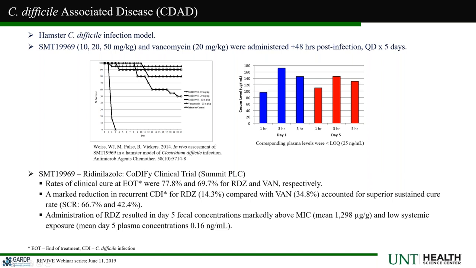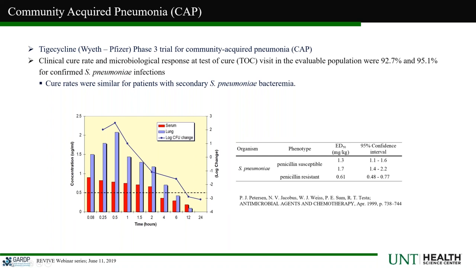This is fairly old data for community-acquired pneumonia for tigecycline, where the animal model was done showing concentration of the compound in the lung well above the serum levels, corresponding to a reduction in titers of close to 5 logs. Clinical trials where the test to cure was very high for tigecycline in that model, including patients had secondary bacteremia.